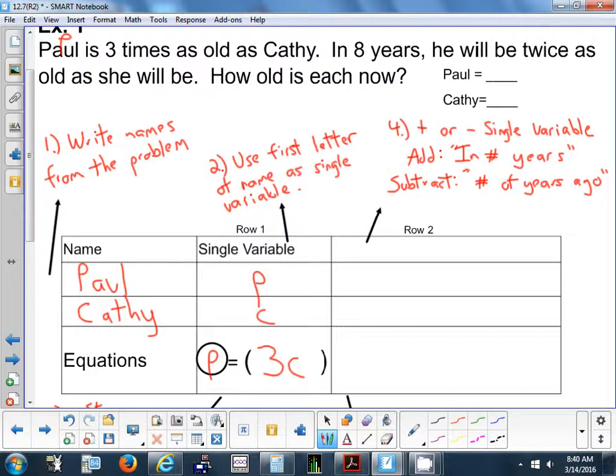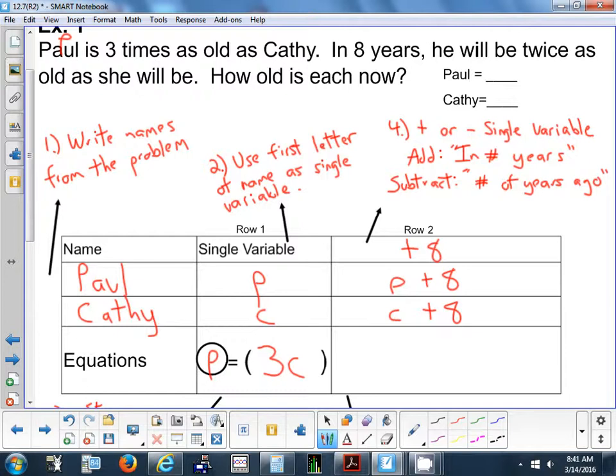So in this problem, it says in 8 years. So what does that mean I have to do to the single variables? I'm going to add, right? Up here, as my title or heading, I'm just going to put plus 8, because it says in 8 years. I'm going to take each single variable and add 8 to it. Paul will become P plus 8. Kathy will become C plus 8. That's it for that part.